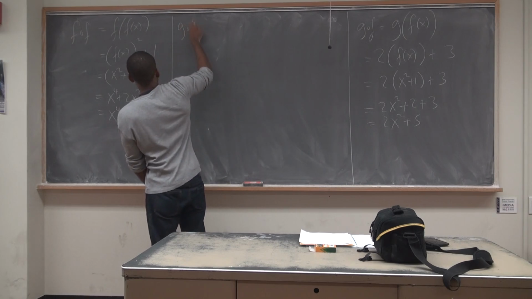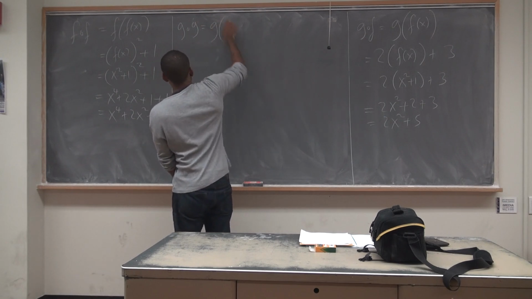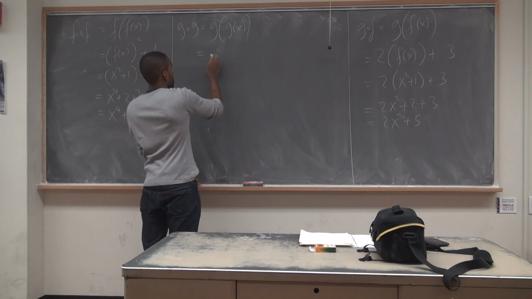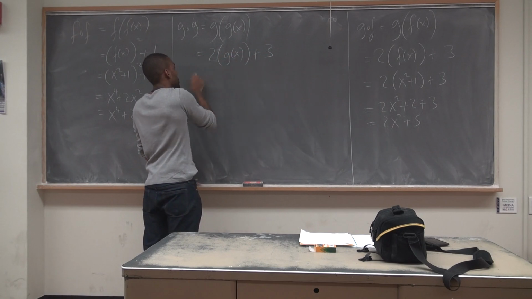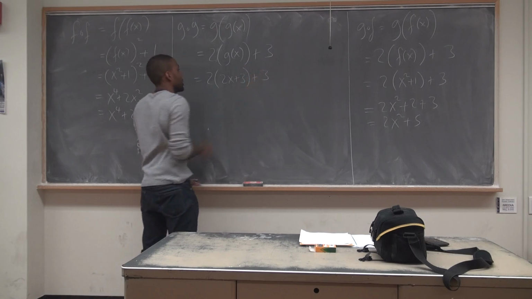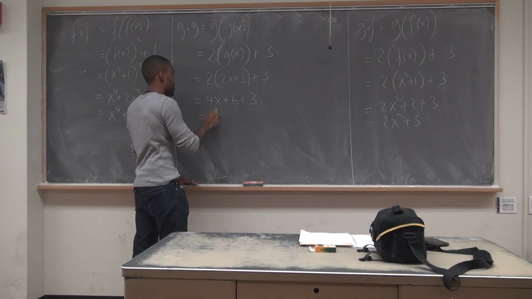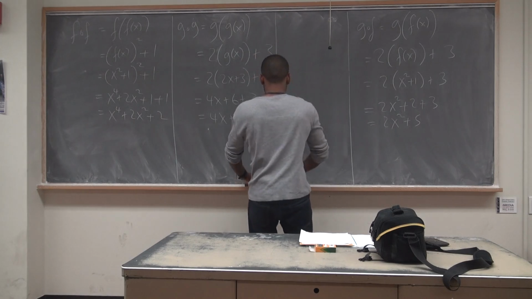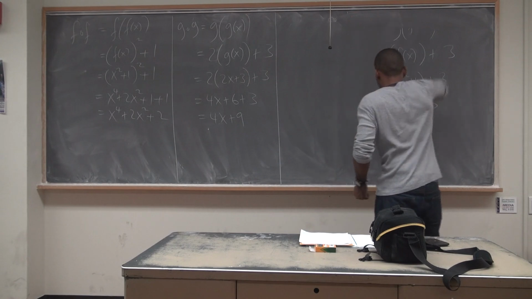Next I have g of g, which means I take g and I plug it into g. I know g was 2 blah plus 3. This time my blah is g, which means it's 2 times g squared plus 3 plus 3. Okay. And the last one was f of g of f.